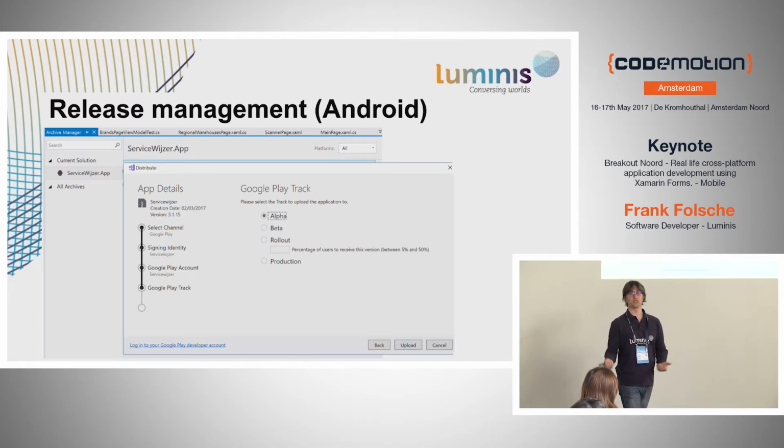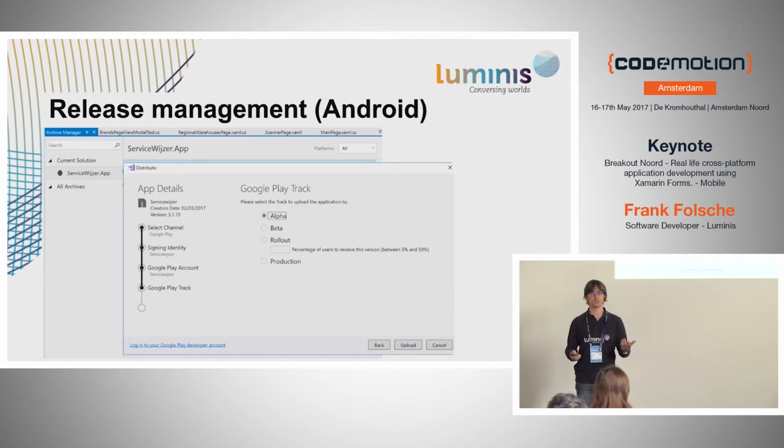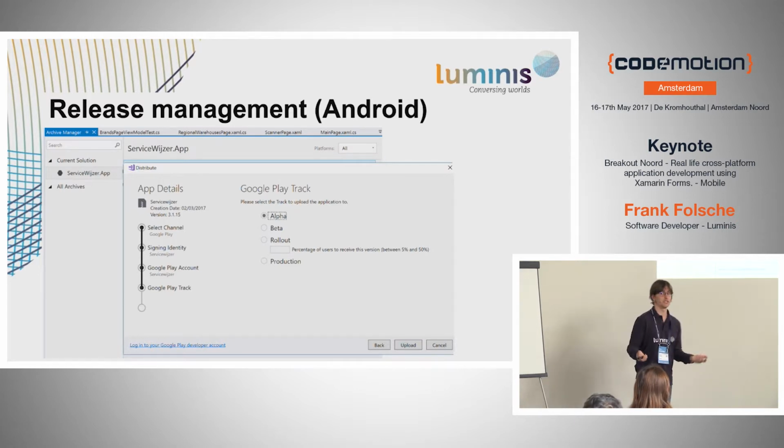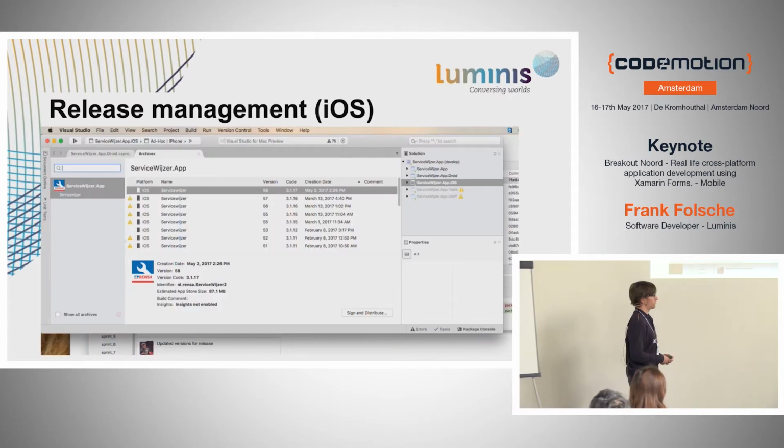Now the application is actually in the store, and we have it set up so our tester will automatically get a push notification from the alpha channel, so he can start testing the app. So it's all from Xamarin, from Visual Studio. All right, how does it work on iOS?